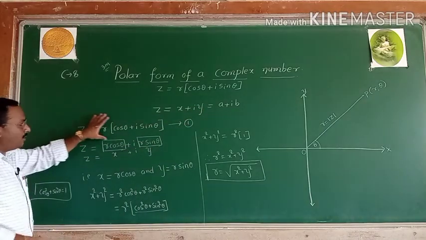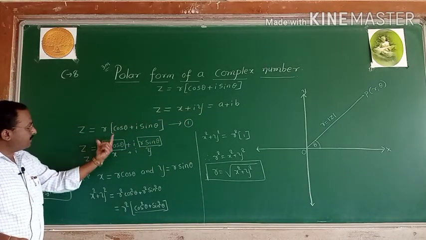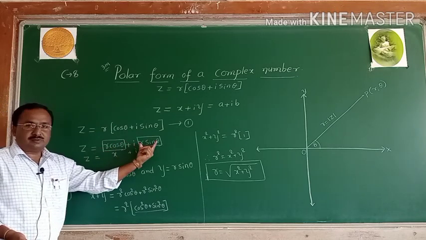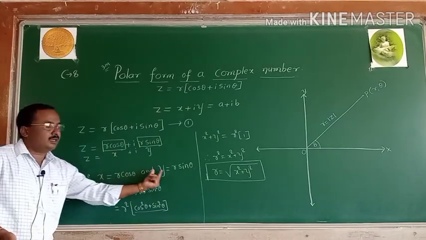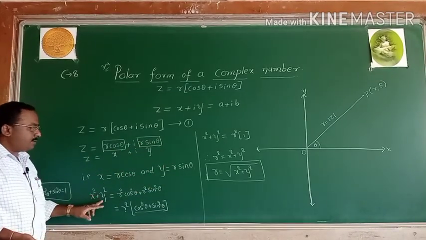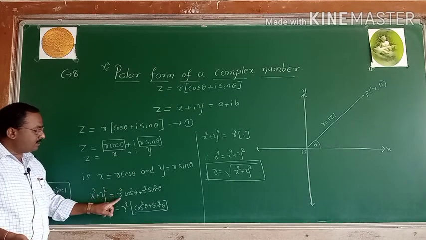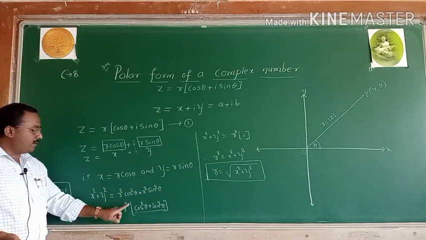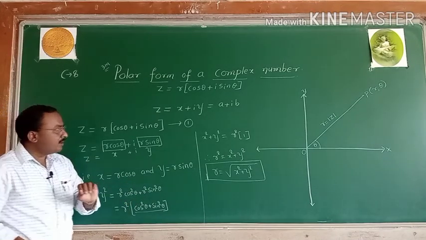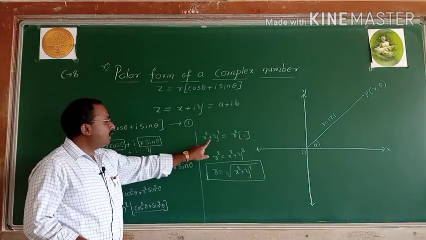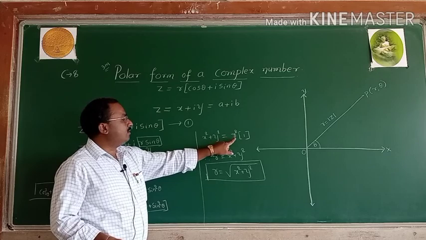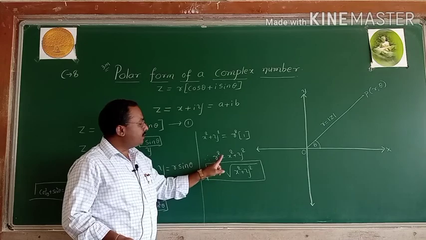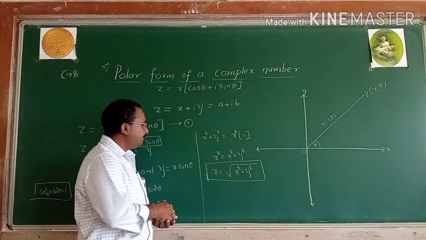This is the polar form of a complex number. Same representation: this part is x, this part is y. Real part is x, imaginary part is y. X square plus y square is equal to r square cos square theta plus r square sin square theta. Taking r square common, cos square plus sin square value is 1. Therefore, r square equals x square plus y square.